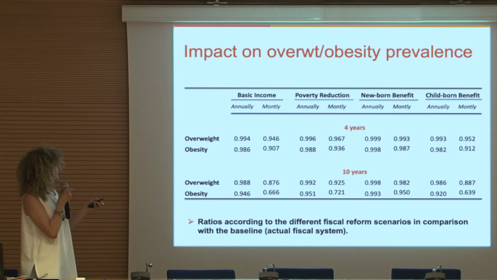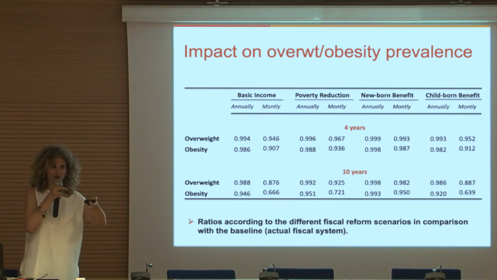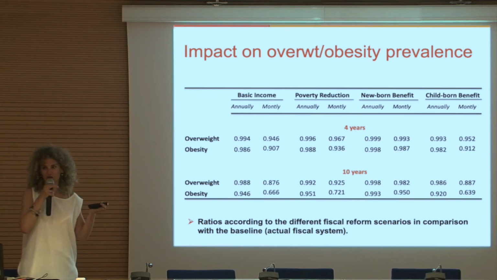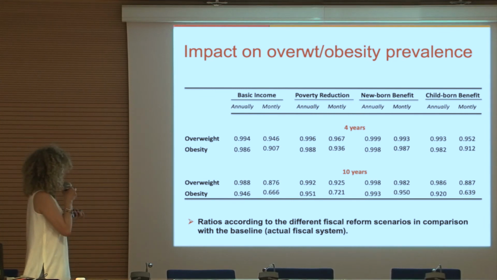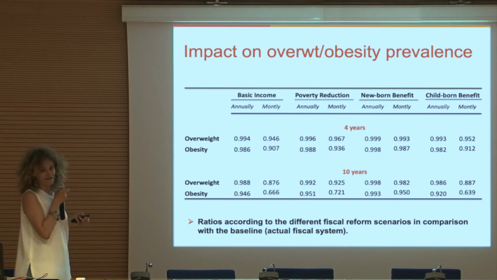For each intervention, we have the annual or monthly, so I say that we gave 100 euros either annually or monthly for the first 2, and 500 euros either annually or monthly in the last 2. And I'll show you the results of overweight and obesity at 4 years and 10 years.